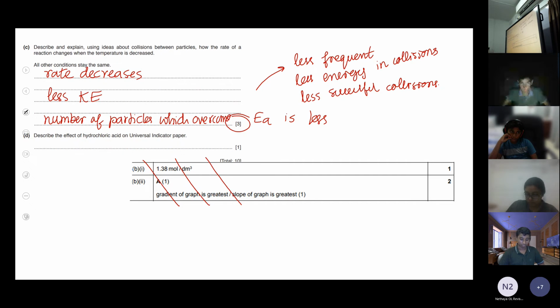Okay, describe the effect of hydrochloric acid on universal indicator. It will give you what? Red color.